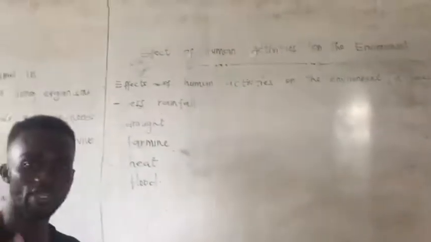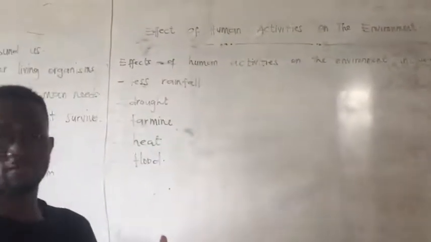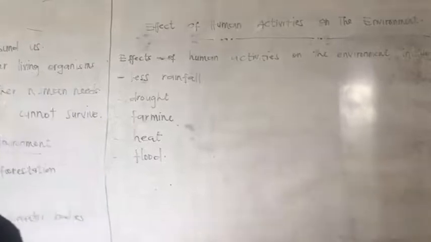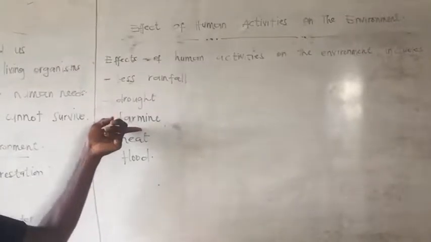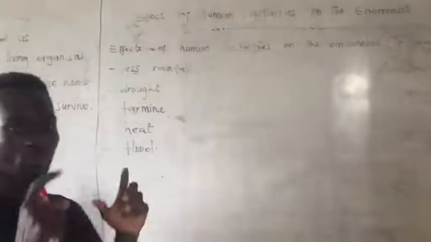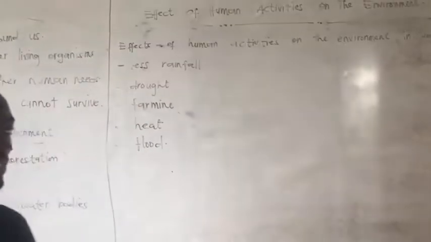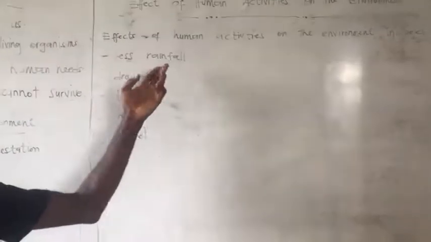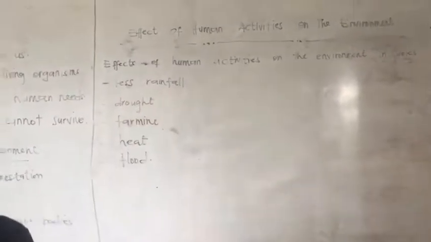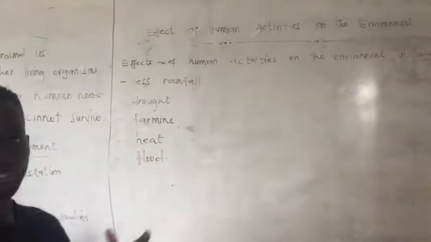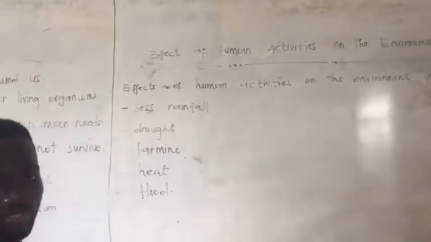Famine. When we do not have much food in the environment, we are going to go hungry. That is famine. There's going to be great famine if we don't have much food in the system. And when we don't experience much rainfall, we cannot cultivate much crops to feed.